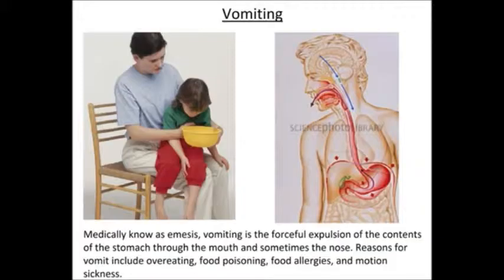Last but not least is vomiting. It is very common and is medically known as emesis. Vomiting is the forceful expulsion of the contents of the stomach through the mouth and sometimes the nose. Reasons for vomiting include overeating, food poisoning, food allergies, and motion sickness.